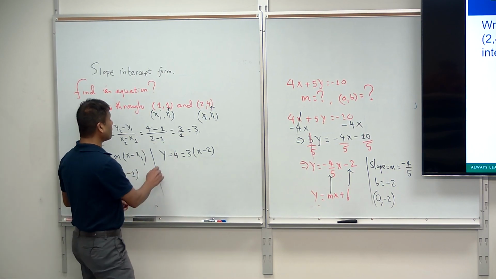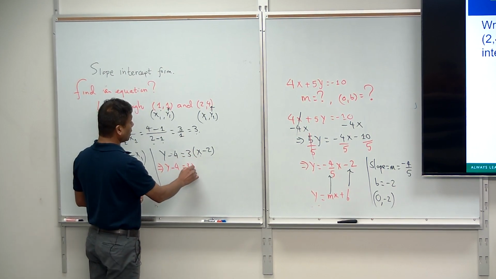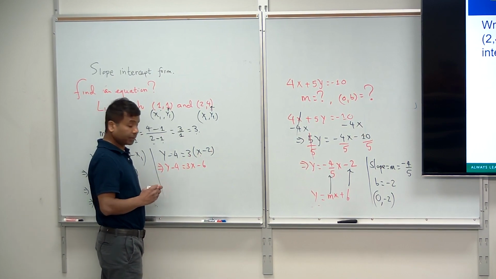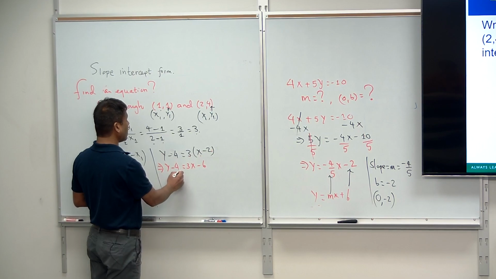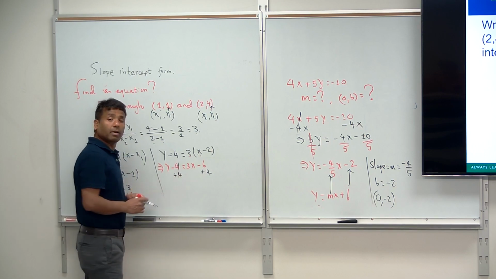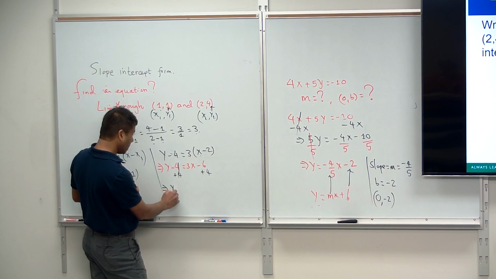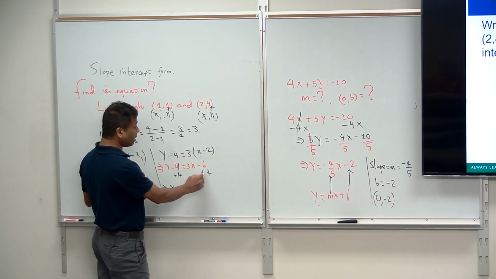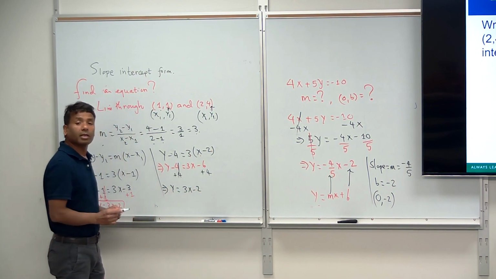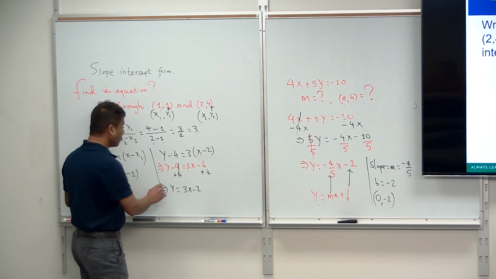Now if you work with this one, y minus 4 equals, you distribute: 3x, and 3 times negative 2 is negative 6. To write in slope intercept form, you add 4 on both sides. The negative 4 and positive 4 cancel. So now you have y equals 3x, and negative 6 plus 4 is negative 2. You end up with the same equation. Good.